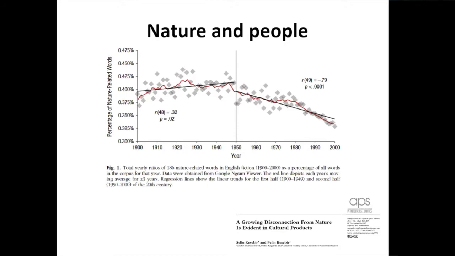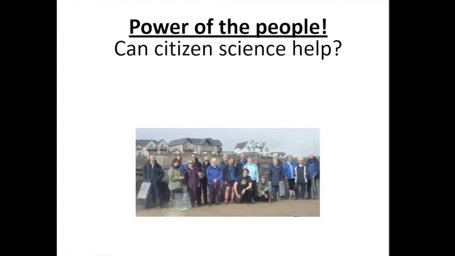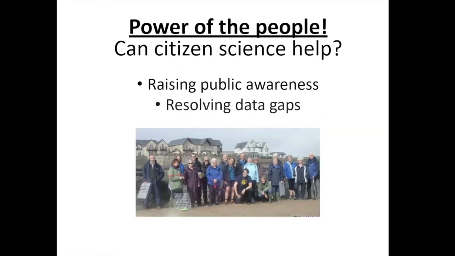And they plotted that in the second half of the 20th century, there was quite a steady decline in the extent that people are referring to nature in popular media. They finished their study at the end of the century, and things were still going down. And as far as we know, this situation hasn't necessarily been addressed in any way. So we have two broad issues, both of which can be helped out by citizen science, getting people involved in collecting data from the natural world. It can both raise public awareness and it can look to resolve data gaps if it's done properly.